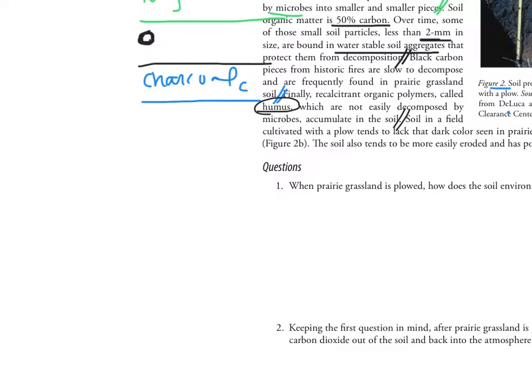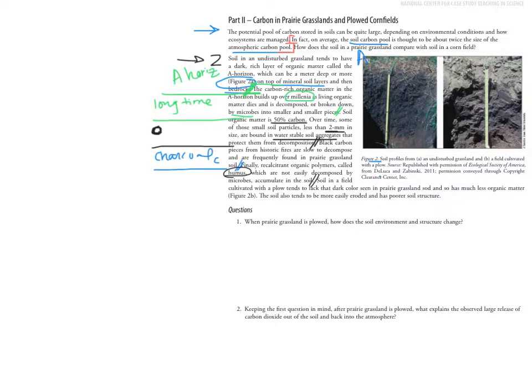So we have these kind of webs which are not easily decomposed by microbes, so we can't chew these up and make them any smaller, and they accumulate in the soil. Since these are organic, they're mostly webs of carbon. Okay. Soil in the field cultivated with a plow tends to lack the dark color seen in prairie grassland sod and has much less organic matter, figure 2b. So yes, I agree with that statement. The dark color, nope, it's gone away. We have lost it right up here.